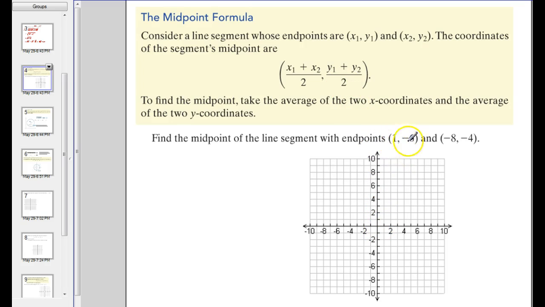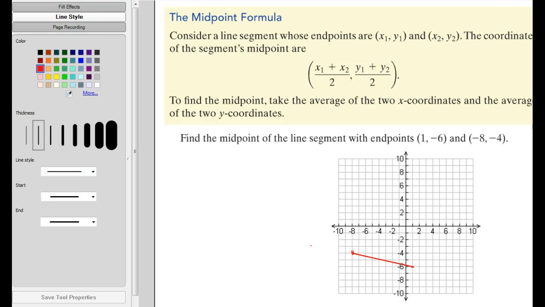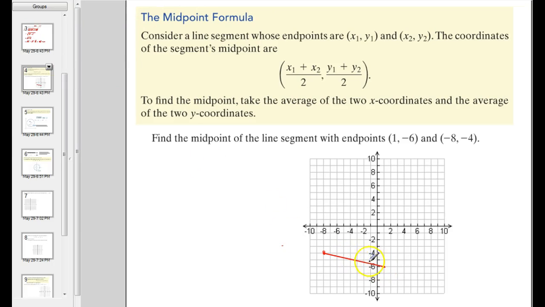So I'm going to plot this point, 1, negative 6, is right here, negative 8, negative 4 is here, and there is the line segment between them. Okay, now what we're trying to do here is find the point in the middle. Let's color it blue. So roughly about right there. Now that looks about where it would be. That would be negative 4, negative 5, but let's see if that's what we end up with when we do the math.